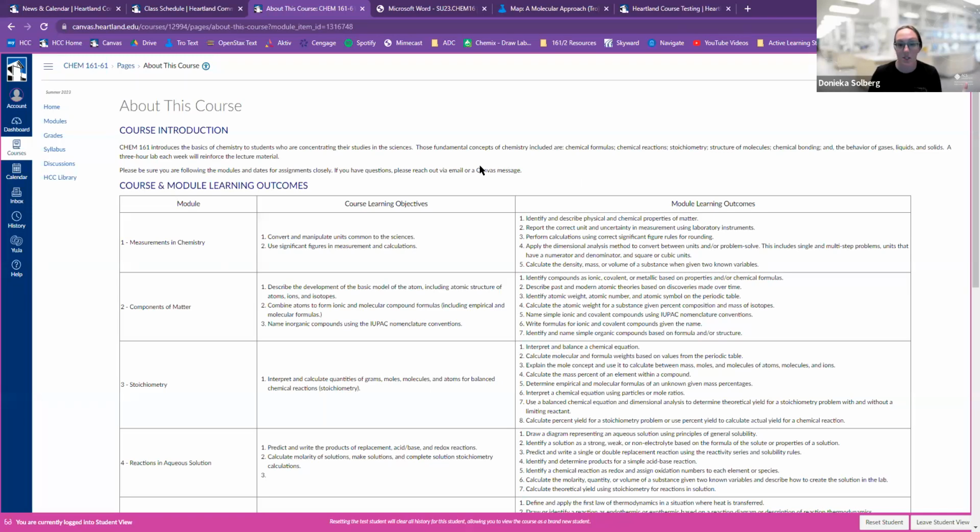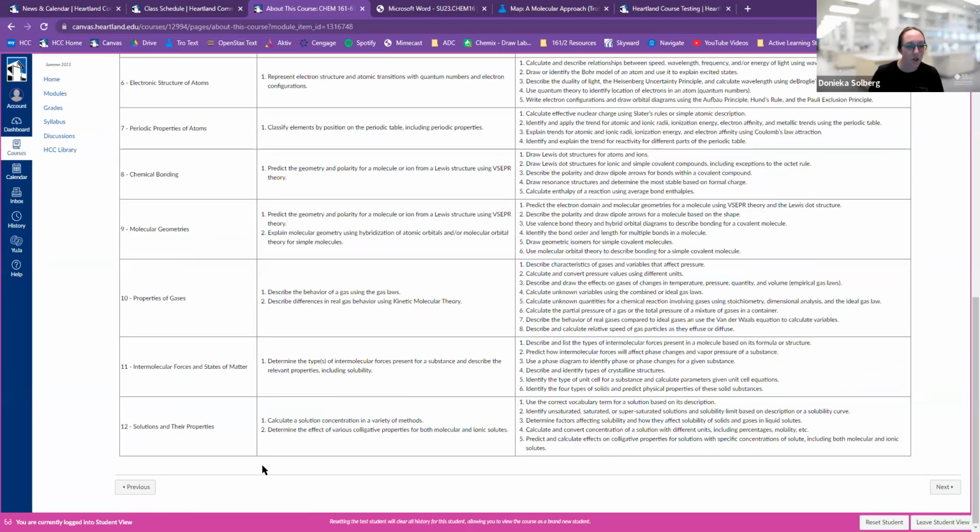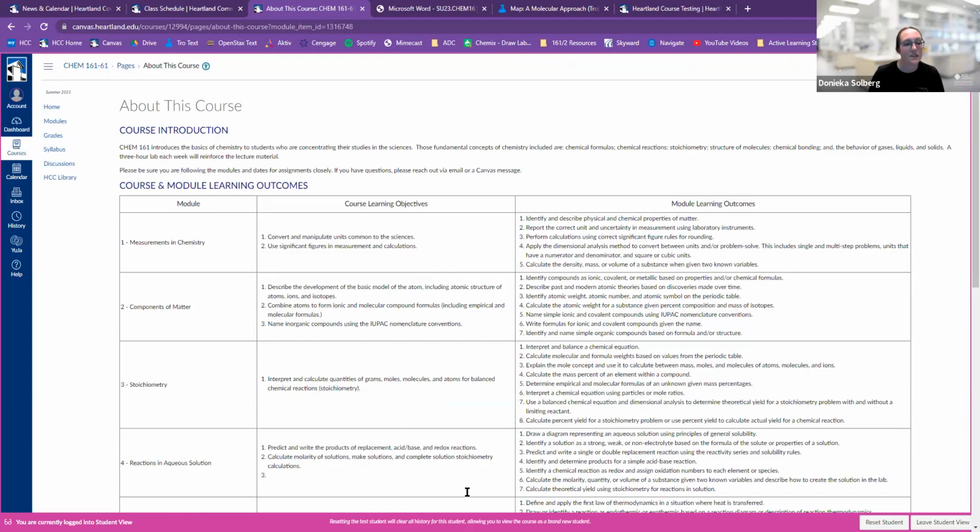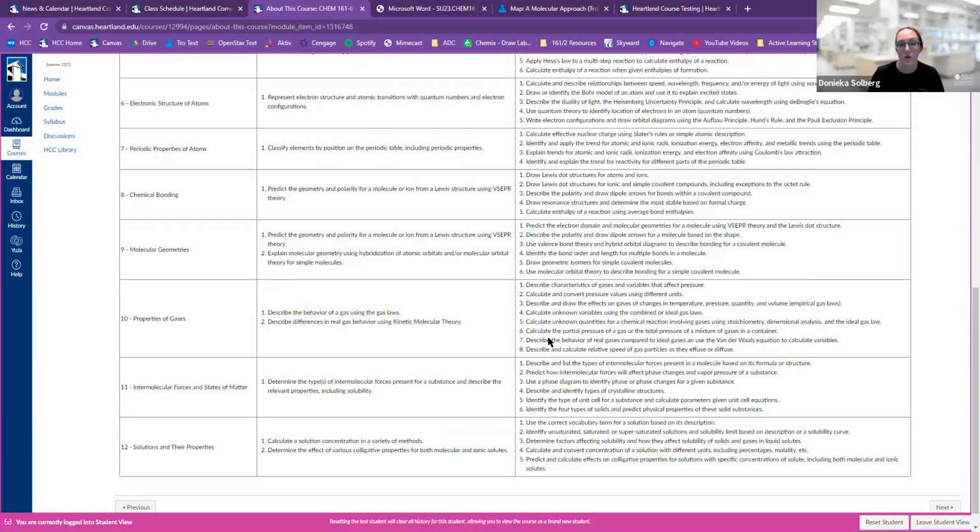This is all the stuff you're going to do. These are what all your modules are. These are all of the things that you're going to be learning throughout the course. And these are the specific objectives that you have to be able to do for each module or each unit. Like I was saying before, you get about 3 modules per exam. So if you want a course overview, it's all right here.